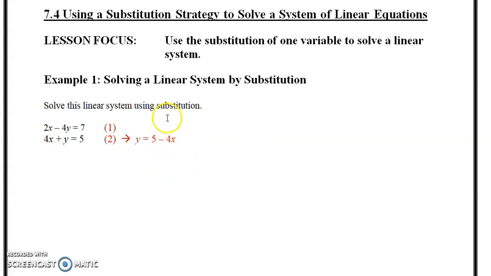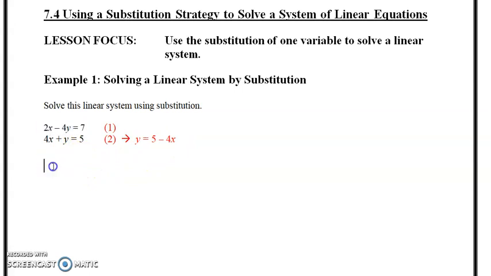Now, everywhere we see y in the first equation, we're going to substitute in 5 minus 4x. Because if y is equal to 5 minus 4x, then this y we can substitute in, and then we'll only be left with the x variable. That is the goal. So we're going to substitute that equation into equation 1.